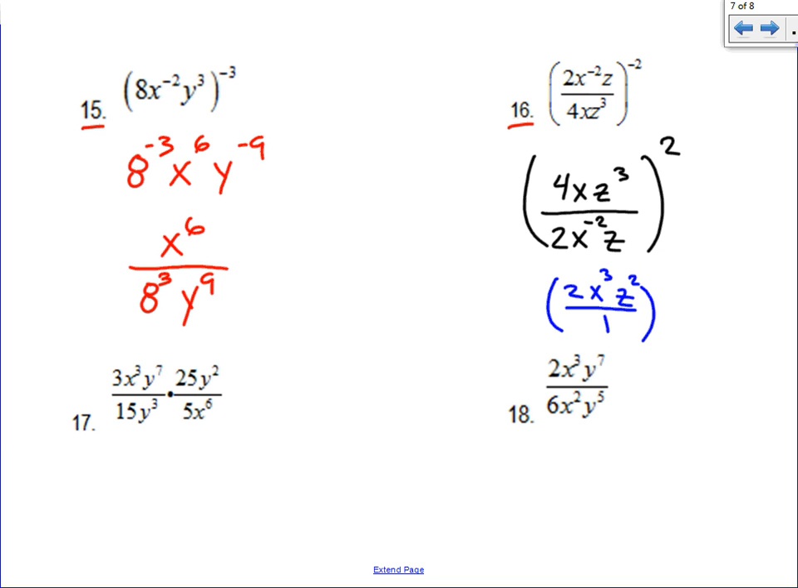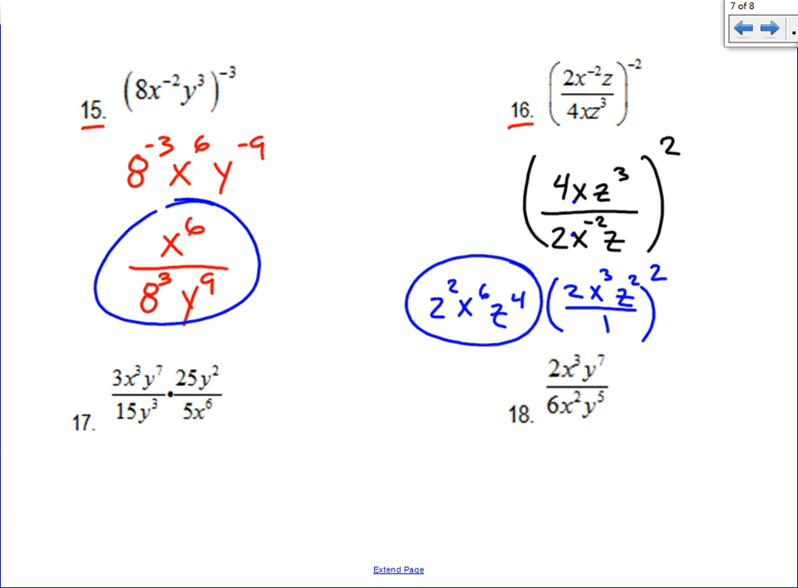It's 2 because 4 over 2 is 2. It is x cubed because x over x to the negative 2, I'm finding the difference between those. Difference between 1 and negative 2 is 3. And if I have 3 z's on top and 1 on the bottom, one of them cancels out. Now I'm going to take that 2, I'm going to apply it down just like I did in problem 15. I'm going to get 2 squared times x to the 6th times z to the 4th. Final answer.